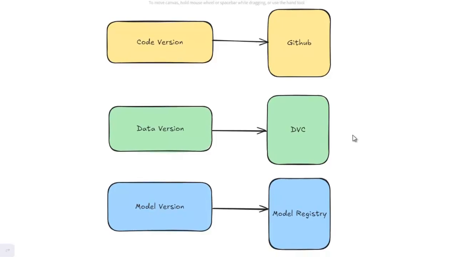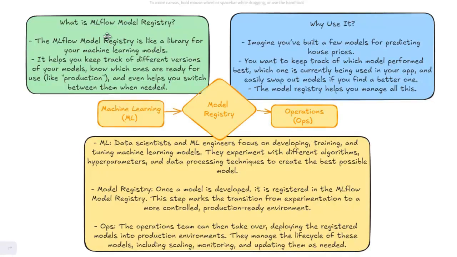Now let's first understand what the MLflow model registry is. The MLflow model registry is like a library for your machine learning models. It helps you keep track of different versions of your models, know which ones are ready for use, like in production, and even helps you switch between them when needed.